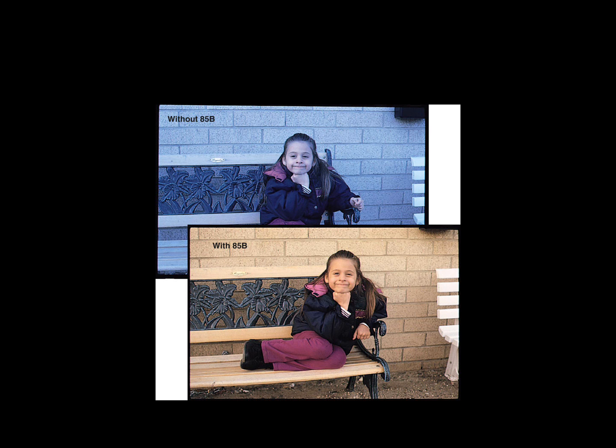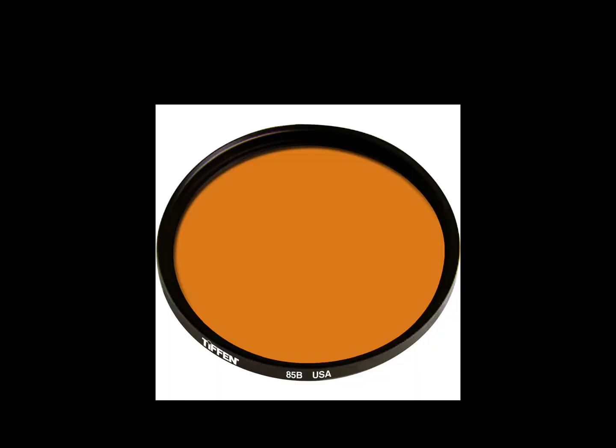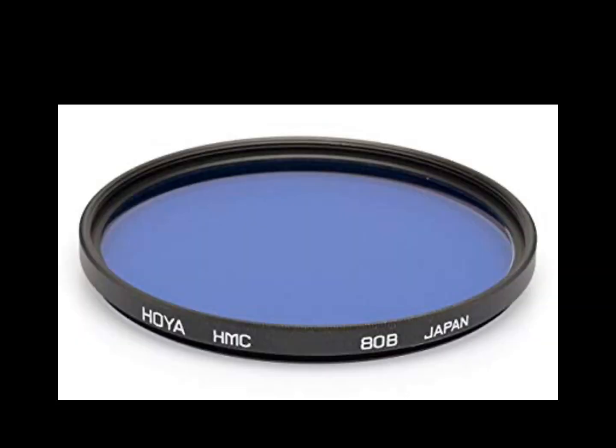So this is an 85B in use. The photographer is using tungsten film here in daylight, and by adding an 85B filter, which looks like that, you're able to balance the light. The reverse is true. If you're using daylight film, using tungsten light, you need an 80B filter. So this is on the left, normal daylight film, shot in a studio using tungsten lighting without a filter, and then on the right with an 80B, which looks something like that.